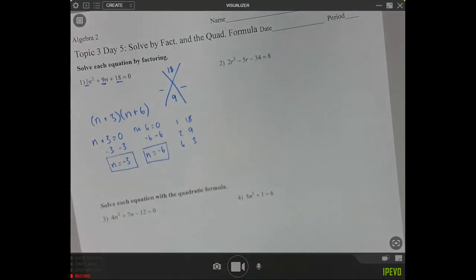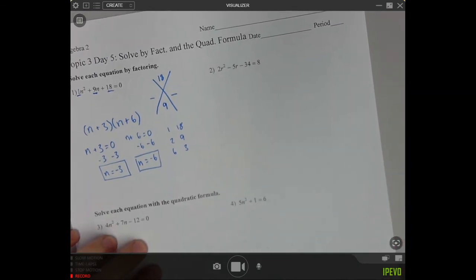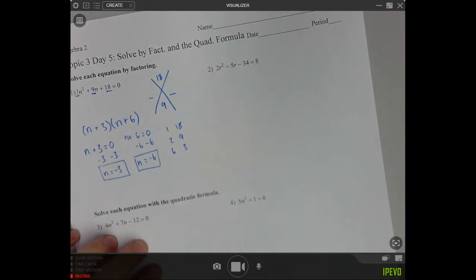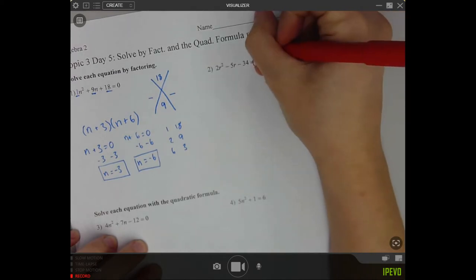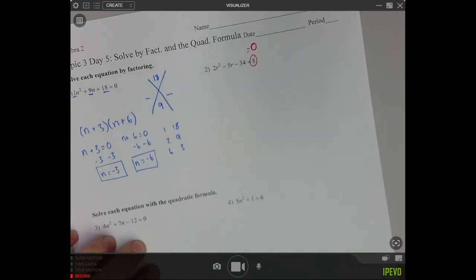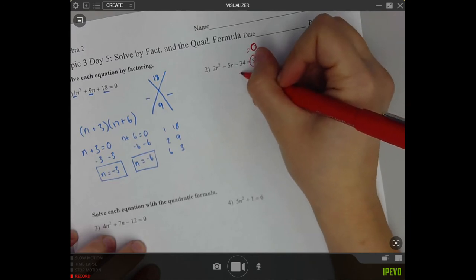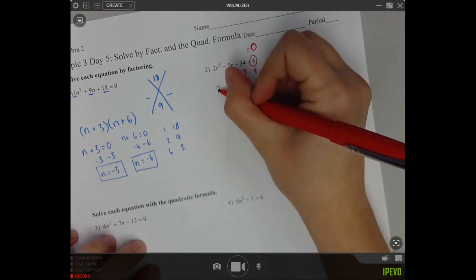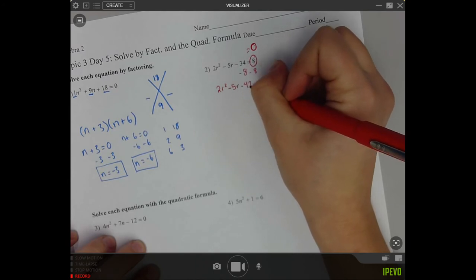Sweet. Now I'm going to grab a second color and do the second one. So now we have 2r squared minus 5r minus 34 equals 8. Now we see this 8 here, and the really important thing that we have to remember is that this has to equal 0, because we're trying to find the roots. We're trying to find those zeros. So let's go ahead and subtract 8 from both sides first. So now we get 2r squared minus 5r minus 42 equals 0.